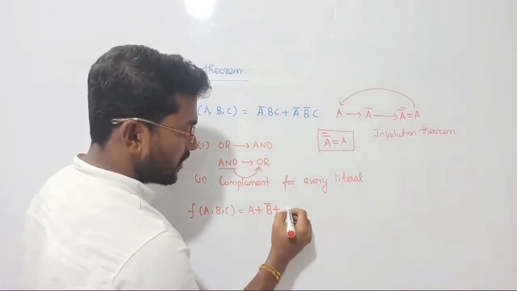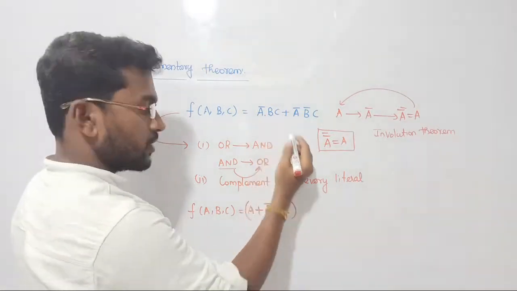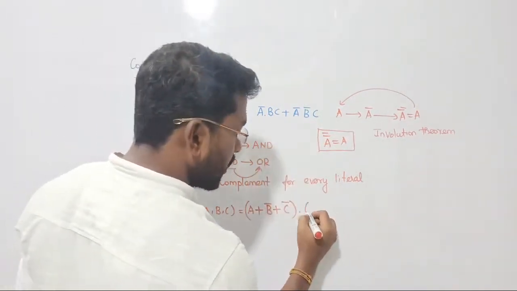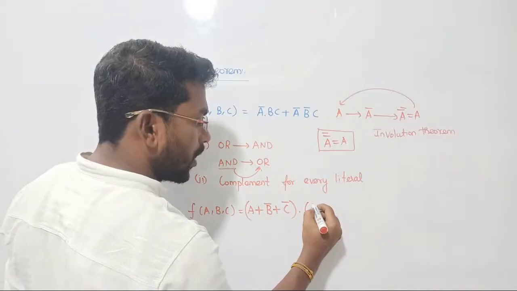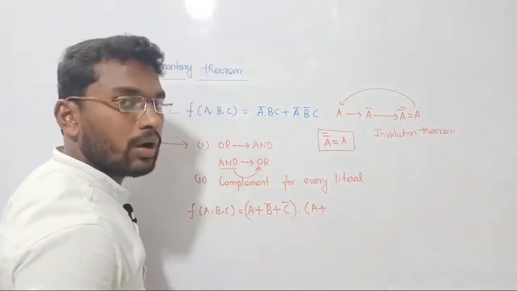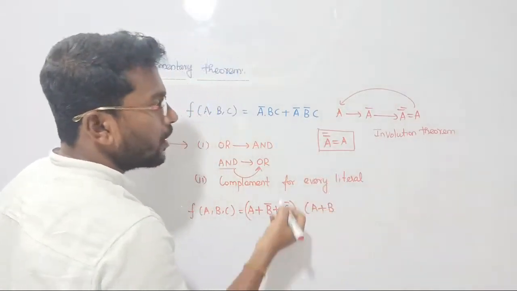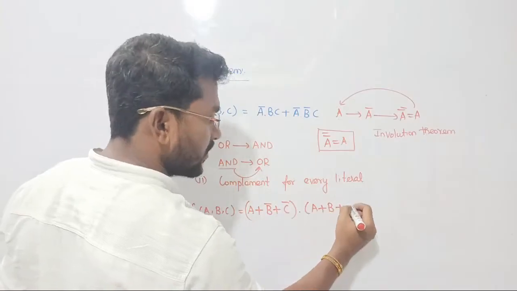Dot will become plus and C will become C bar. Let us close, and here we have addition, that will be transformed to dot, right? Next a bar will become a double bar, such that it will become a, and dot will be transformed into addition, right? Again B bar will become B double bar, which is equal to B, and then dot will become plus and C will become C bar.